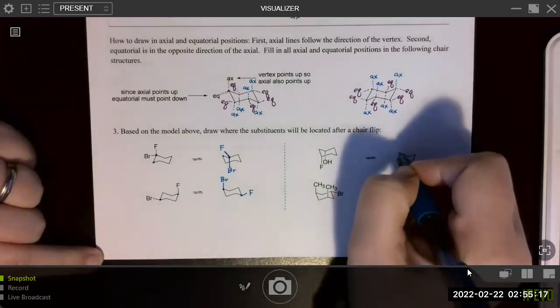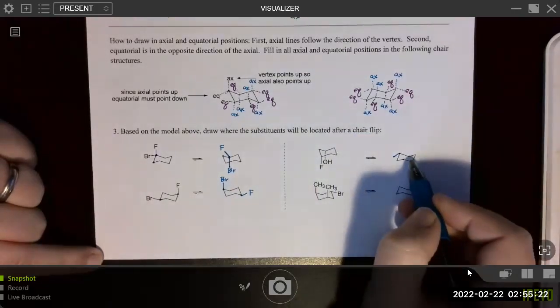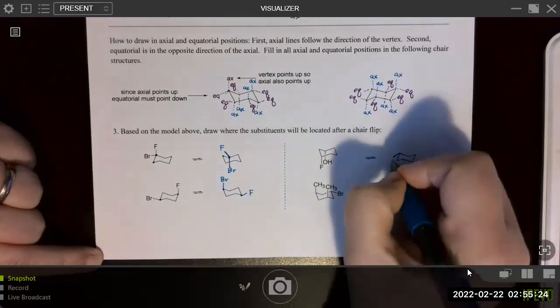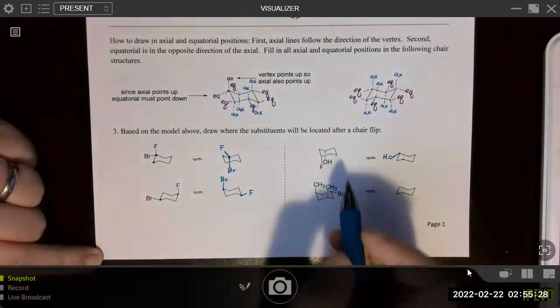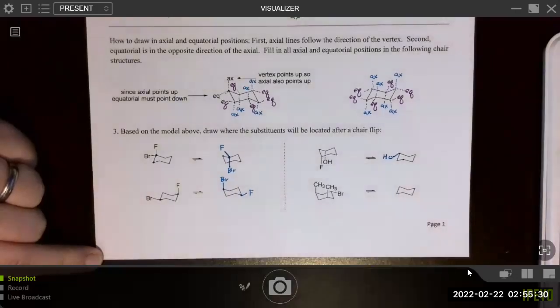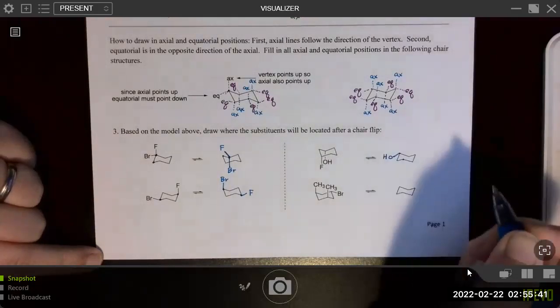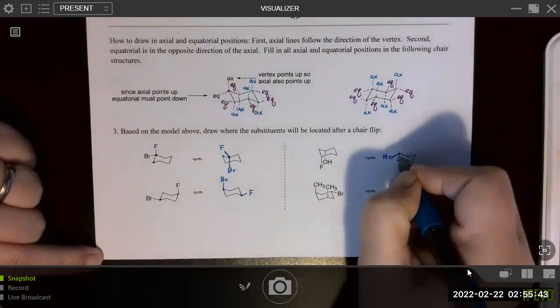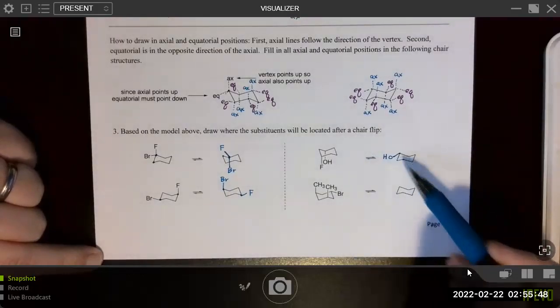The equatorial position here is pointed this direction, should be parallel to this line or this line. It will have the OH group. Right, and so the fluorine right now is down and axial as well. So again, it should be down and equatorial after the ring flip. And the equatorial carbon is pointed in this direction here. So try to get it parallel to this one or this one.